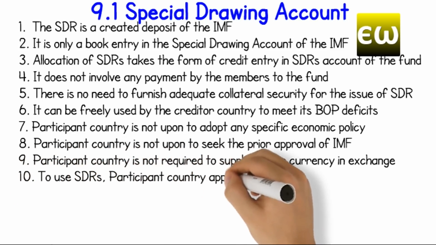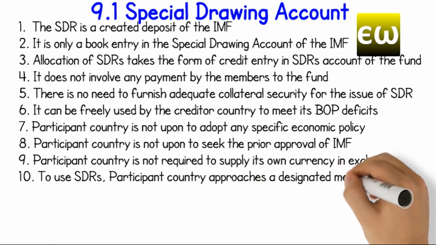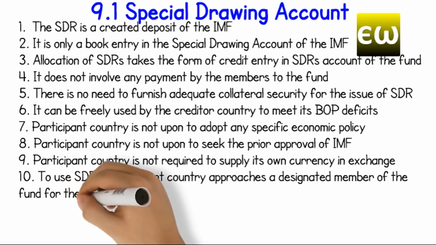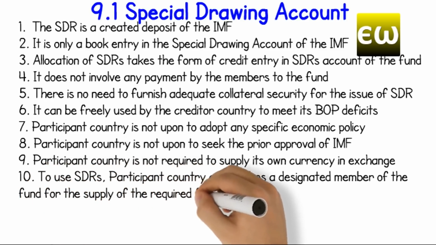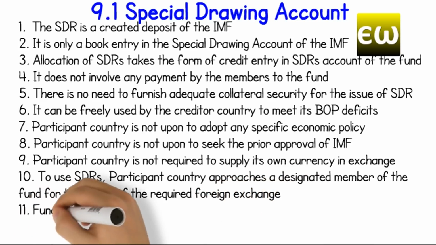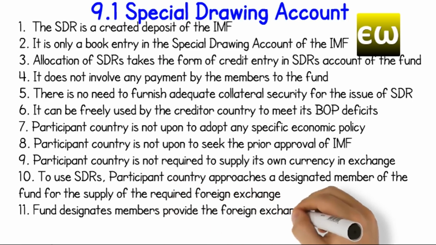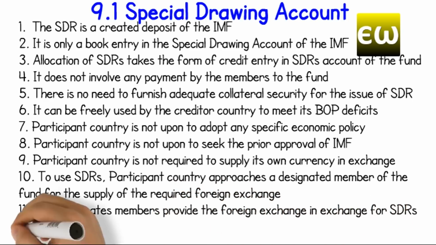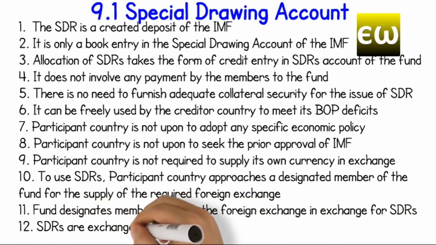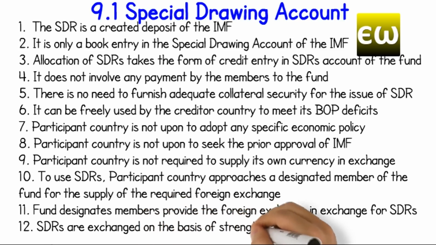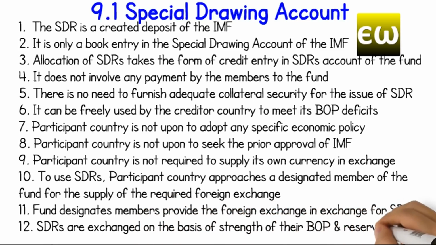10. To use SDRs, participant country approaches a designated member of the fund for the supply of the required foreign exchange. 11. Fund designates members provide the foreign exchange in exchange for SDRs. 12. SDRs are exchanged on the basis of strength of their BOP and reserve position.